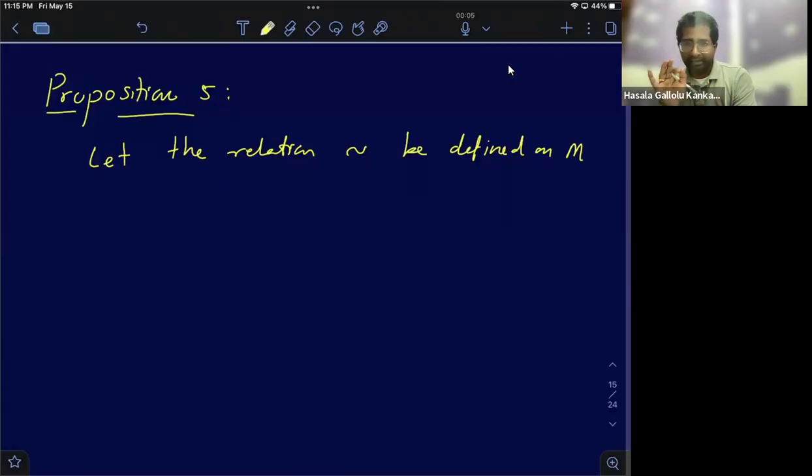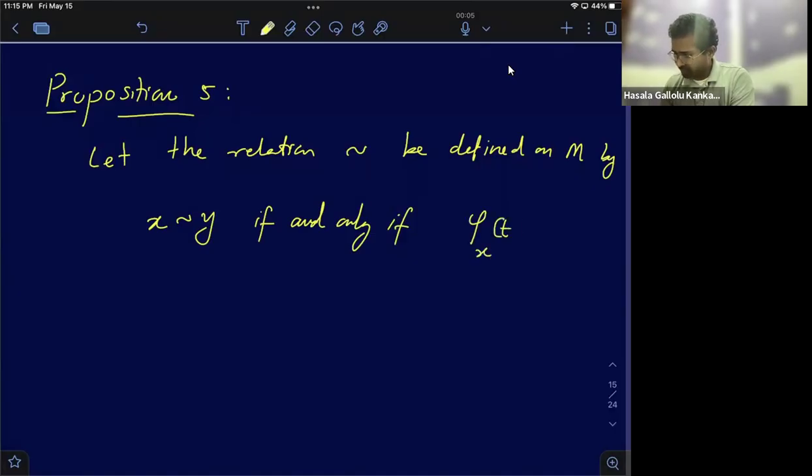This is what I'm going to say. My expectation is you all are familiar with equivalence relations. So let this relation be defined on M by: X is related to Y if and only if phi X evaluated at T equals Y.